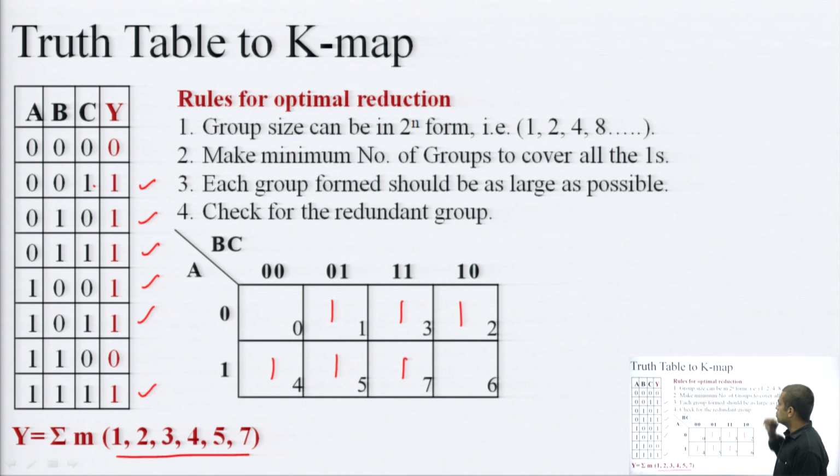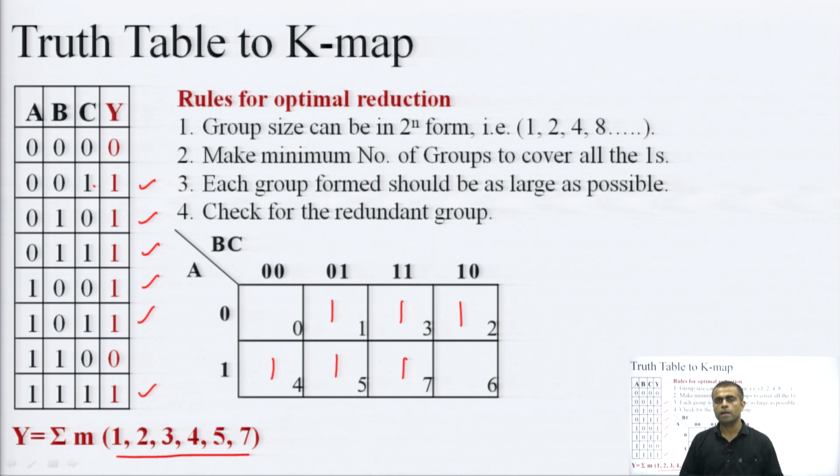Now these are the rules. Group size cannot be anything like 1, 2, 3, 4, 5; the group size has to be in the form of 2 raised to power n. That means 2 raised to power 0 is 1, and although it seems ambiguous, there can be a group which has only one entry, one single high value. Similarly, 2 raised to power 1 is 2, 2 squared is 4, 2 cubed is 8, so I can have 1, 2, 4, 8, 16. These possible values are valid for group size.